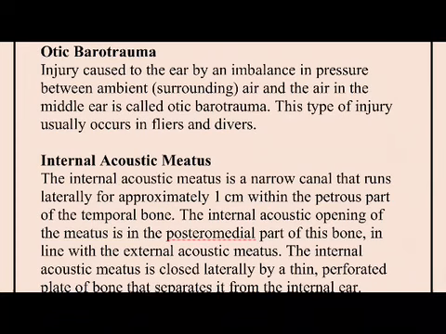The internal acoustic meatus. The internal acoustic meatus is a narrow canal that runs laterally for approximately 1 cm within the petrous part of the temporal bone. You must know that the internal acoustic opening of the meatus is in the posterior part of the temporal bone, in line with the external acoustic meatus. The internal acoustic meatus is closed laterally by a thin perforated plate of bone. This plate of bone separates it from the internal ear.